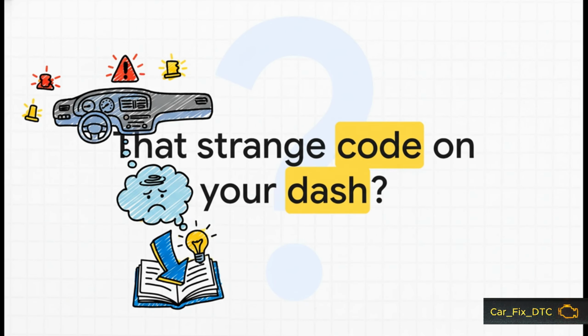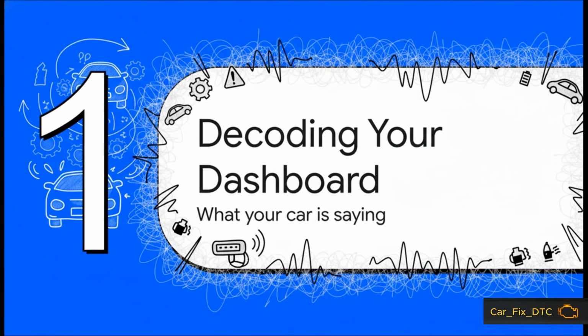Yeah, that feeling when a weird code pops up on the dash. It's never good, right? But look, that code isn't just a random problem. It's actually a message. Your car is trying to tell you exactly what's wrong, and we're about to become its translator. All right, first things first, we're going to decode that dashboard. Before we can fix anything, we've got to understand what the car is even trying to say. So let's figure out what this error code is really all about.